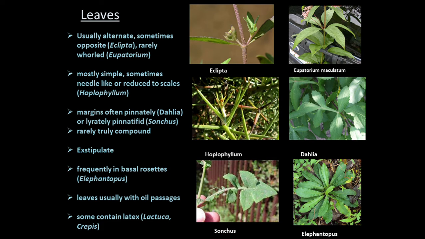Frequently in basal rosettes, as in Elephantopus. In Elephantopus, the stem is very much reduced, so the leaves are arranged in basal rosettes. Leaves are usually with oil passages. Some contain latex, as in Lactuca and Crepis.